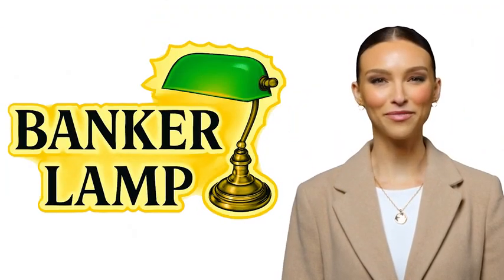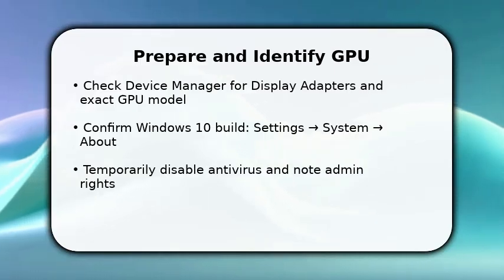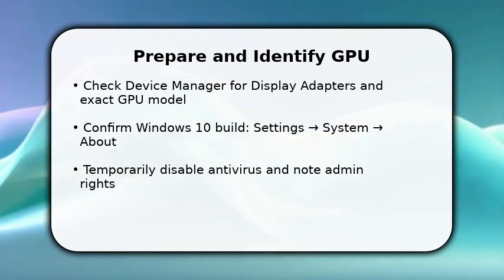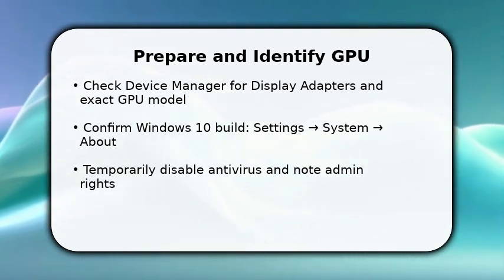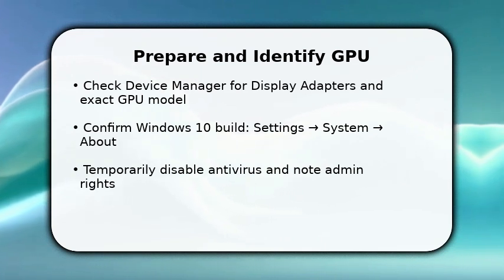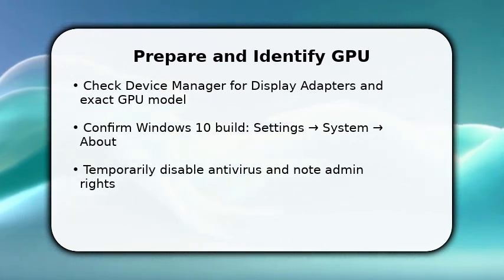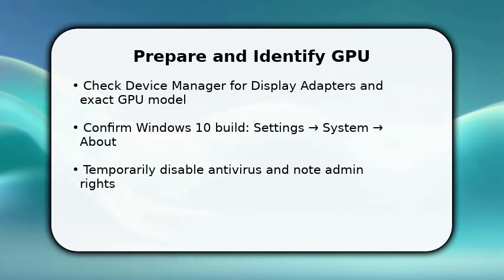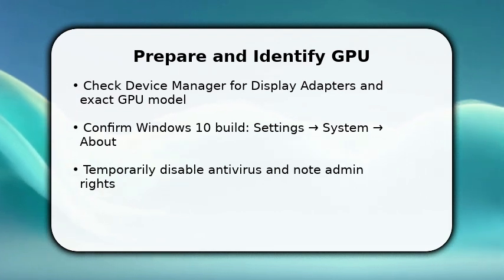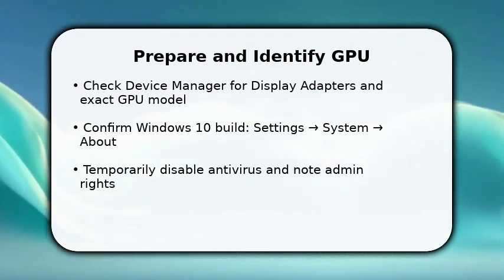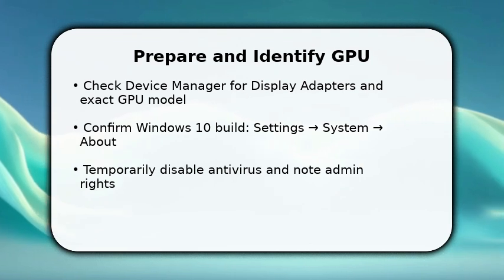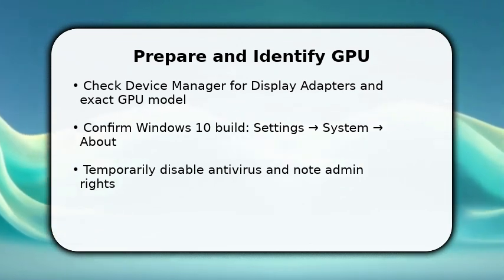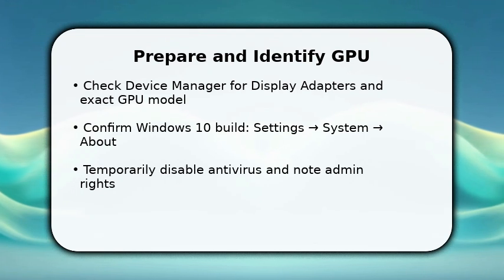Please enjoy the video. You start by identifying what you actually need. Open Device Manager and note the exact Nvidia GPU name. That determines the correct driver. Once done, verify your Windows 10 build and settings so you choose a compatible package. Make sure you have administrator rights and pause antivirus to avoid installer interruption. This speeds the process. You're setting prerequisites, not wasting time on backstory, so gather the model, OS build, and permissions now before moving to the download step.